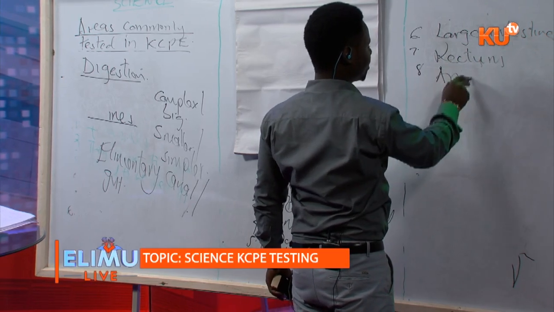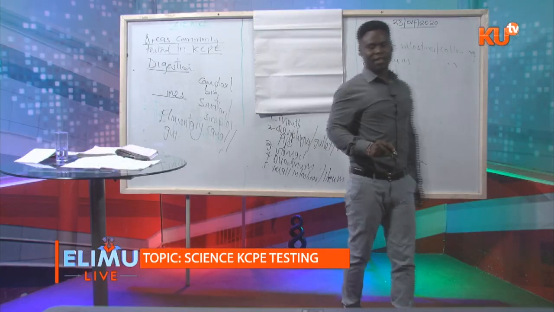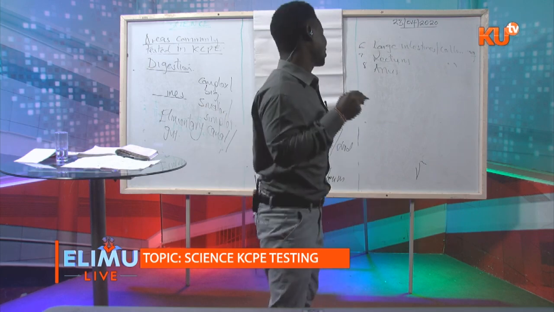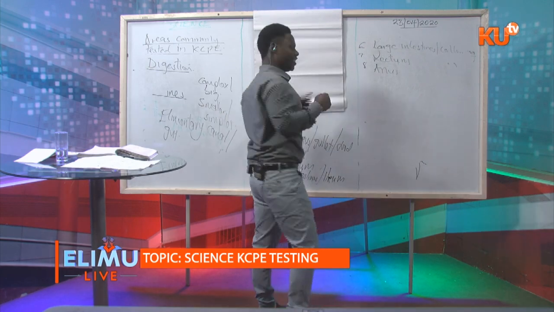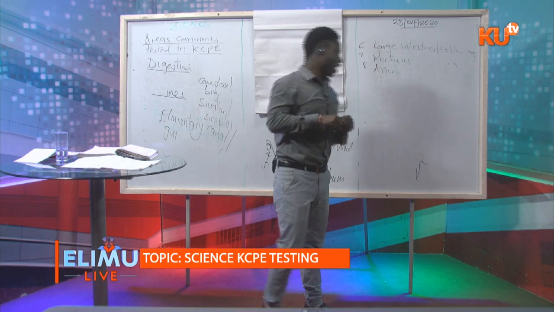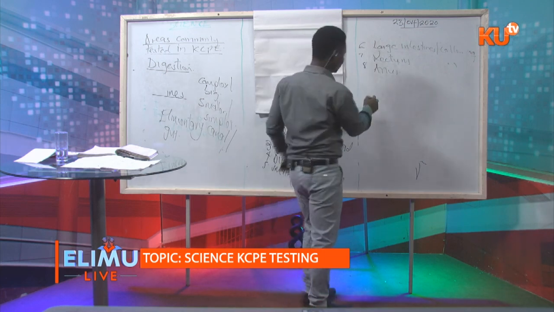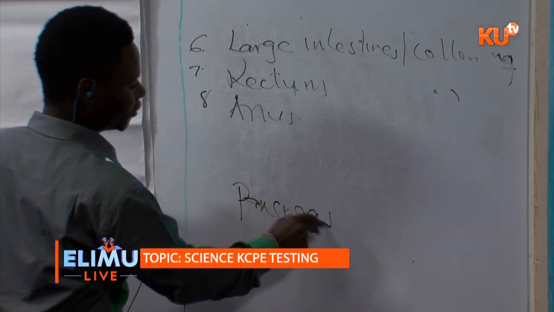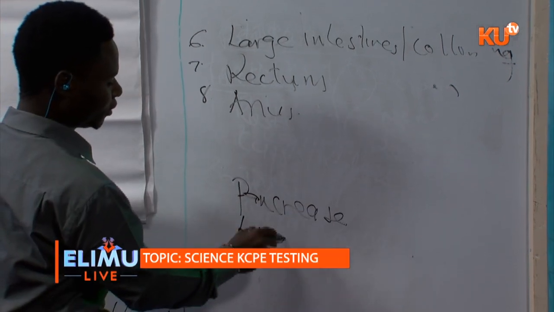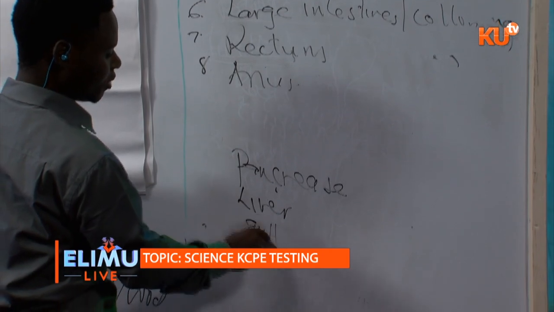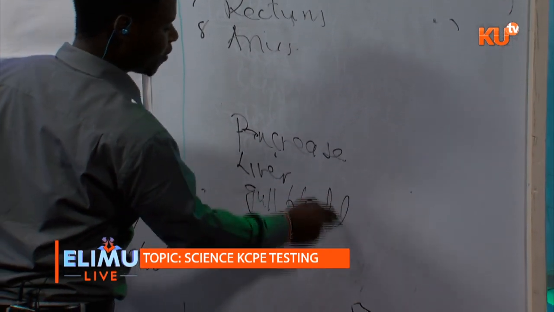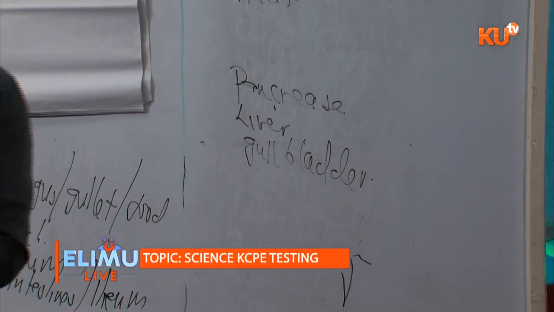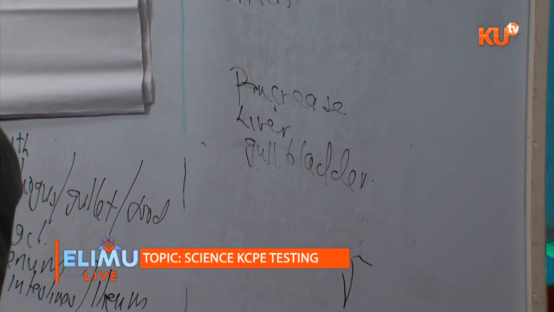We have the anus. Now, we find out that we have organs that assist in digestion, but they are not part of the alimentary canal. And these are the pancreas, liver, and the gallbladder. They only assist in digestion, but they are not found in the alimentary canal.